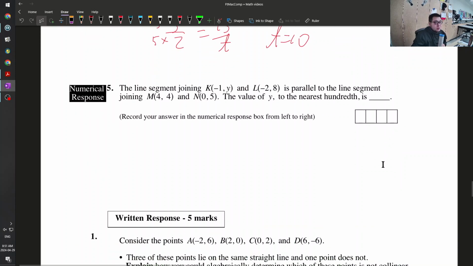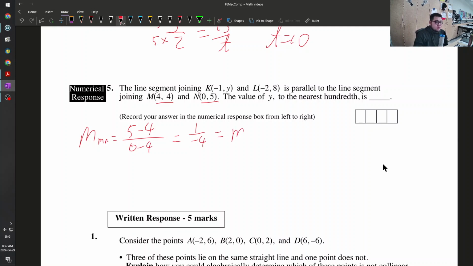Okay, the line joining K and L is parallel to a segment joining this and that. The value of y to the nearest hundredth is. So if these two are parallel, that means they must have the same slope. So what is the slope of this? Let's take a look. Slope of MN is equal to 5 minus 4 over 4 minus 0. Did it wrong. 5 minus 4 over 0 minus 4, which is 1 over -4, which is -1 over 4.